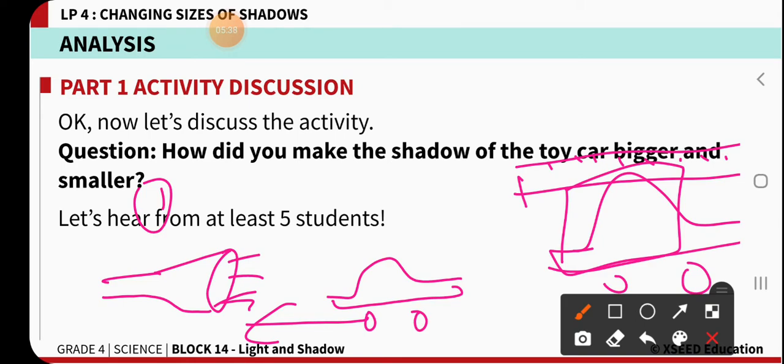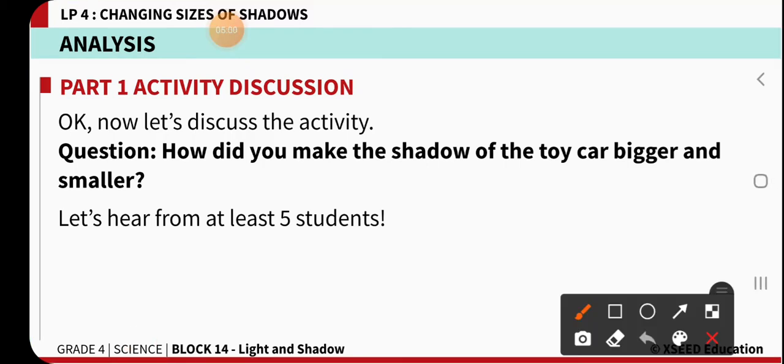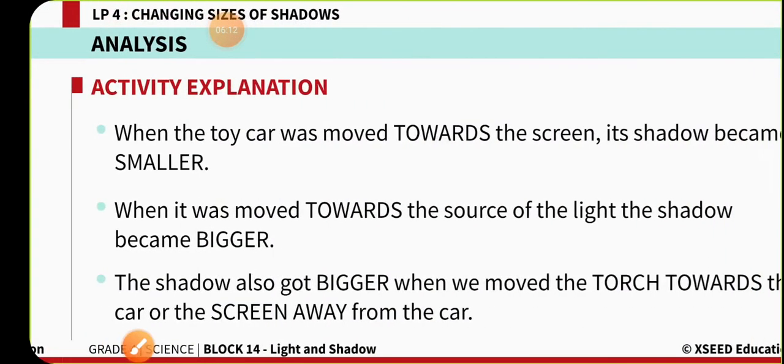Now in the second case, keep a distance between the light and the object. Then again collect the shadow on the screen and again measure the shadow size. Observe whether in both cases the shadow size is smaller, equal, or bigger. Okay, now let us try to understand our activity observations. How can we make the shadow of the toy car bigger and smaller?